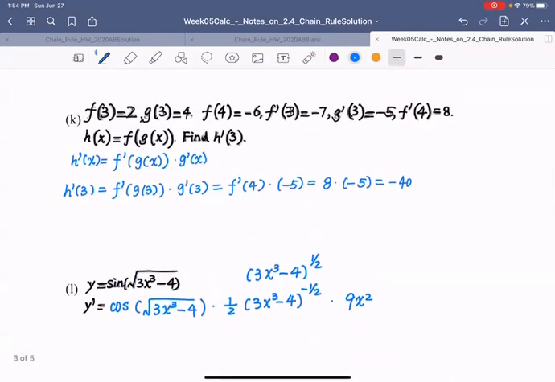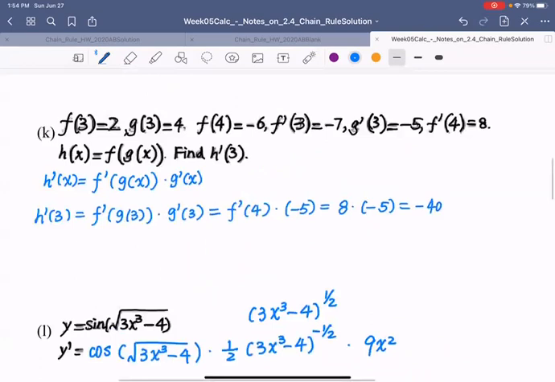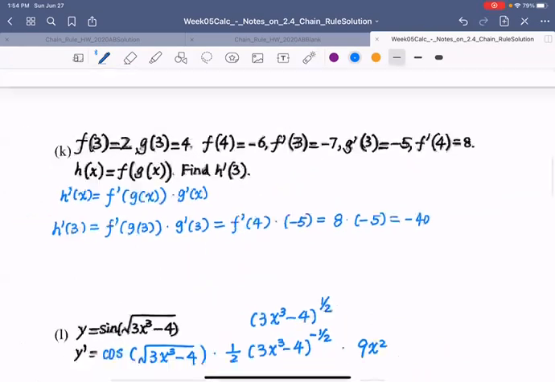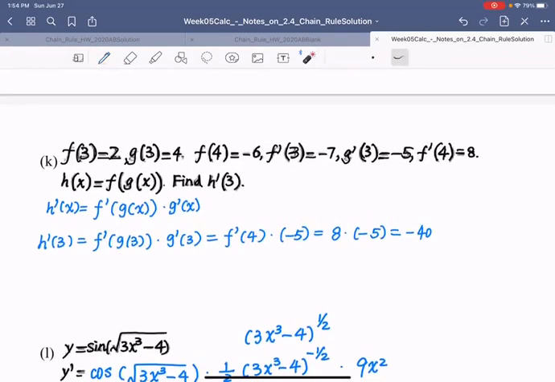Now the next one is very tricky. F of 3 is 2. G of 3 is 4. F of 4 equals -6. F prime of 3 is -7. G prime of 3 is -5. F prime of 4 is 8. Wow, so ugly.